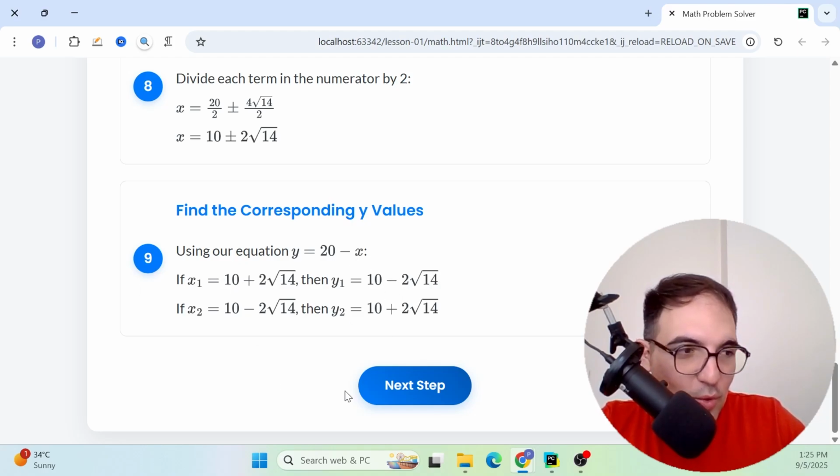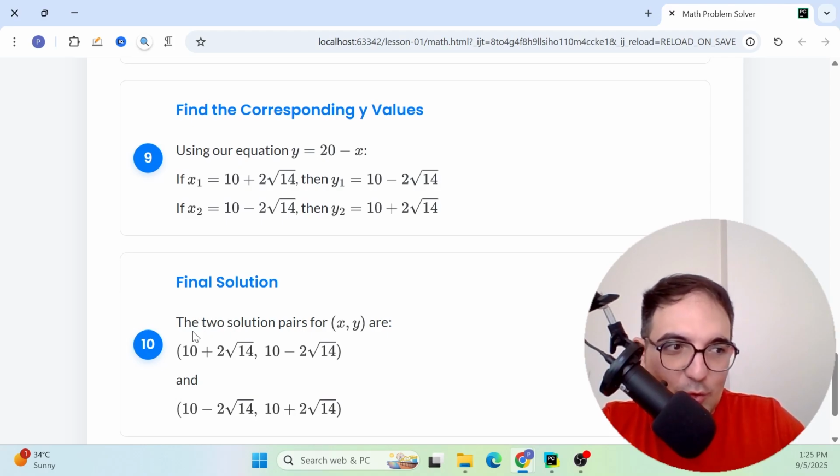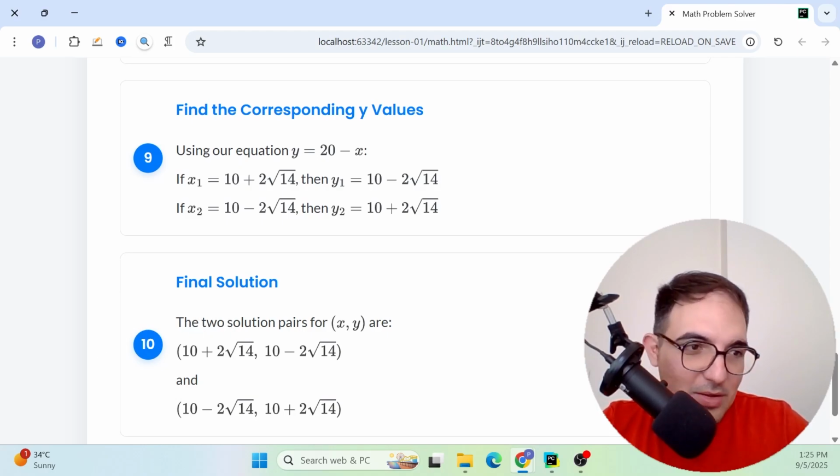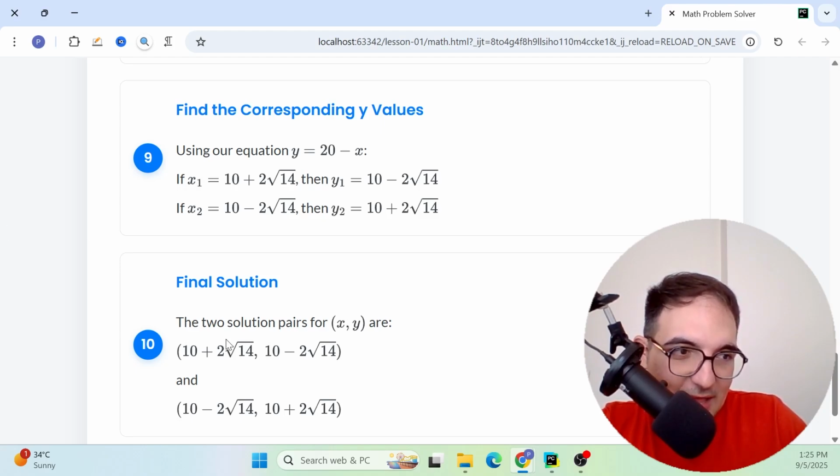For the final solution, we make the two solution pairs for x and y, like this. This is x1 and this is y1, and this is x2 and this is y2.